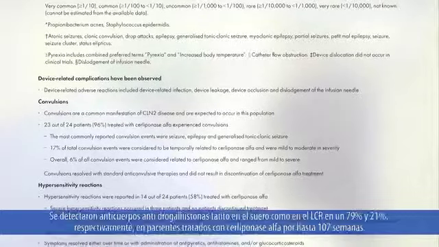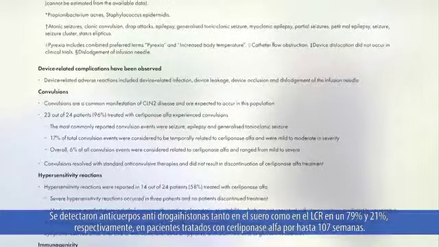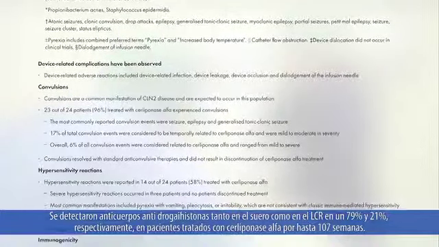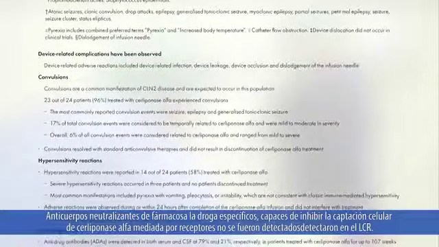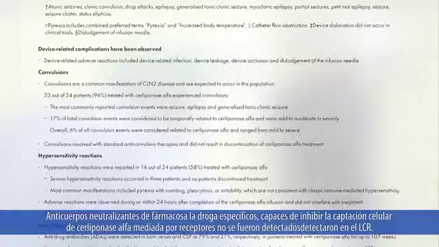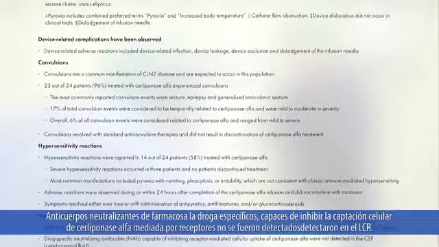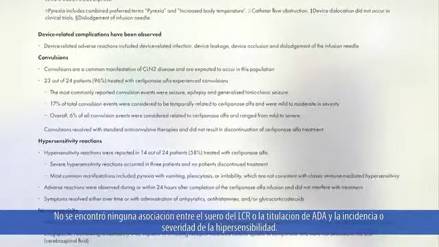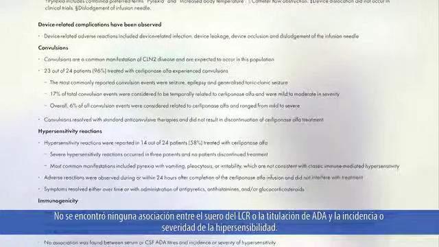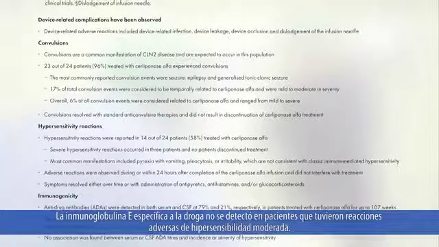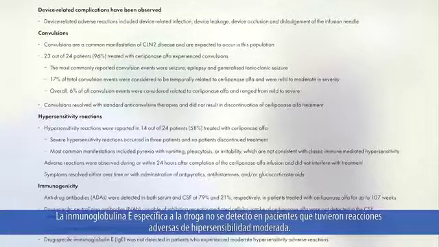Immunogenicity. Anti-drug antibodies were detected in both serum and CSF at 79% and 21% respectively in patients treated with solipinase alpha for up to 107 weeks. Drug-specific neutralizing antibodies capable of inhibiting receptor-mediated cellular uptake of solipinase alpha were not detected in the CSF. No association was found between serum or CSF ADA titers and incidence or severity of hypersensitivity. Drug-specific immunoglobulin E was not detected in patients who experienced moderate hypersensitivity adverse reactions.